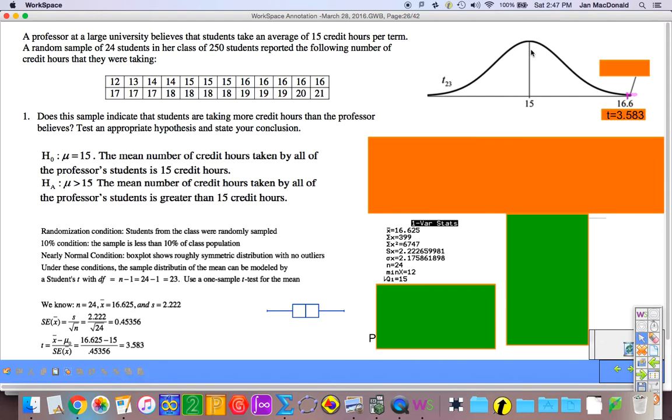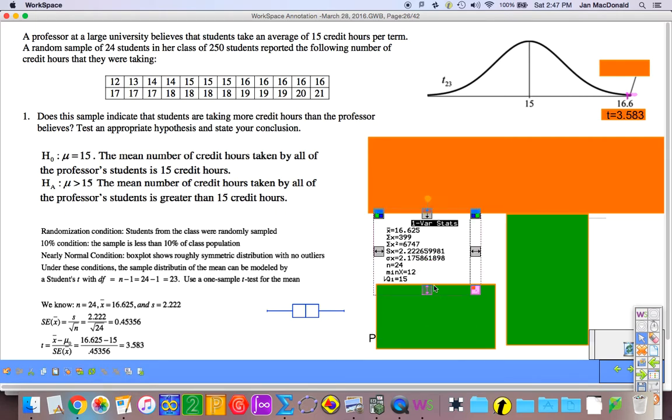So here we have our curve, and the mean of the parameter is labeled as 15. Here is our sample mean, 16.625, and our t-score associated with that sample mean is 3.583. And we're trying to calculate a p-value for this small area under the curve right here. So what are we going to do? We're going to go to our distribution menu, and we're going to arrow down to TCDF.